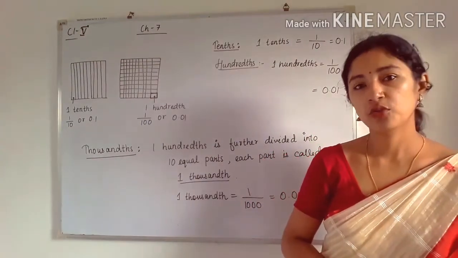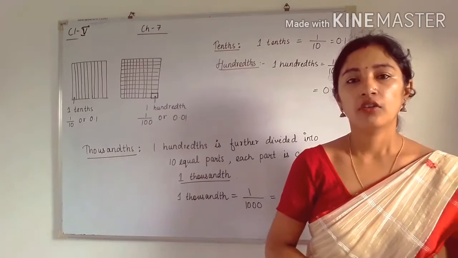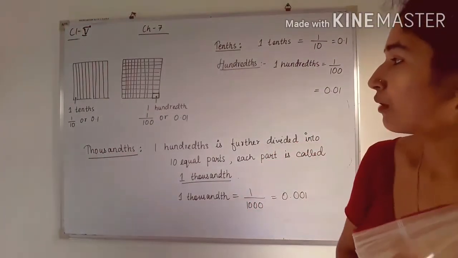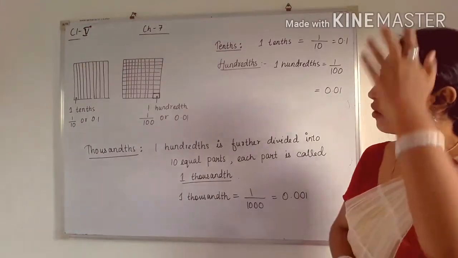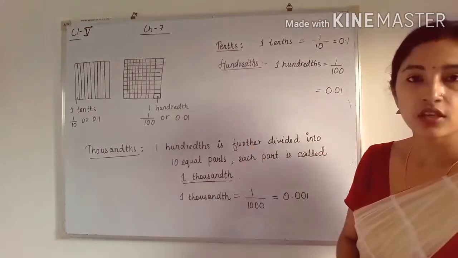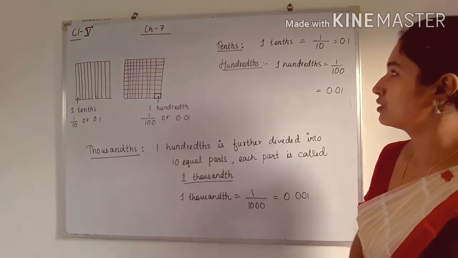So today I am going to start the next lecture of the chapter decimals. Just see on the board what I have drawn. First of all, in the last lecture we already discussed tens and hundreds. So see, we are going to look at this in more detail.